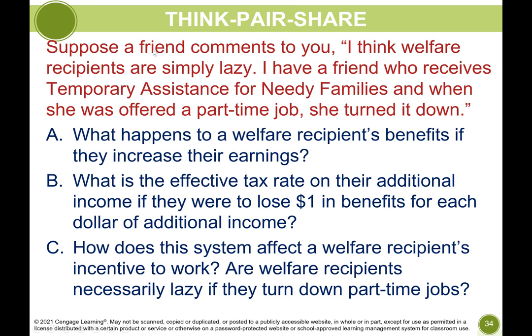Think, pair, and share. Suppose a friend comments to you, I think welfare recipients are simply lazy. I have a friend who receives Temporary Assistance for Needy Families, and when she was offered a part-time job, she turned it down. Number A, what happens to a welfare recipient's benefit if they increase their income? Number B, what is the effective tax rate on their additional income if they were to lose $1 in benefits for each dollar of additional income? Number C, how does this system affect a welfare recipient's incentive to work? Are welfare recipients necessarily lazy if they turn down part-time jobs?